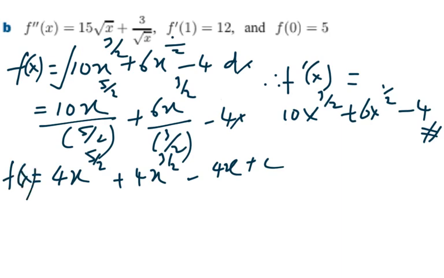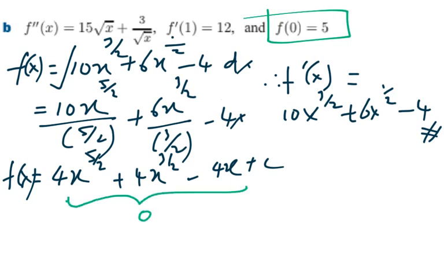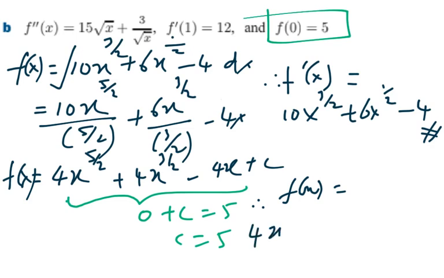So now let's make use of this information to help us find c. So let's substitute 0 at the position of x, where you are getting this whole part as 0 plus c equivalent to 5. Hence, c is equivalent to 5. So in conclusion, f(x) can be written as 4x to the power of 5 over 2 plus 4x to the power of 3 over 2 minus 4x plus 5.